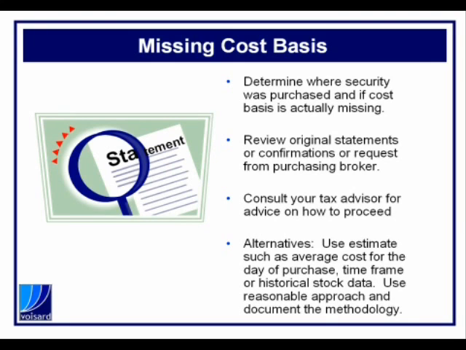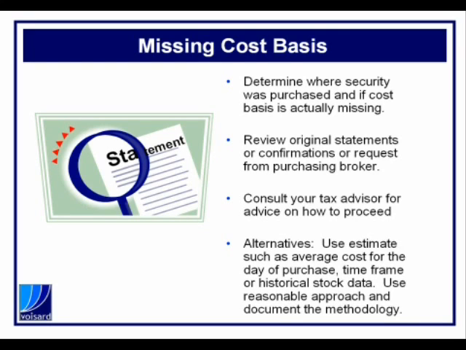I mean, sometimes what we find is that the custodian purchased it, but somehow the cost basis just didn't make it to the system. And so it might show up that you don't have cost basis, but you actually do. So find out if it's actually missing. Go back and review your original statements, original confirmations from the broker that you purchased it from. That'll have your cost basis information. And if you can't find it, consult with somebody, your tax advisor, specifically on how to proceed.